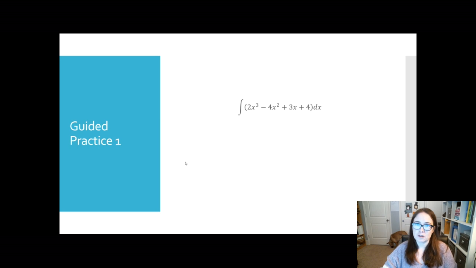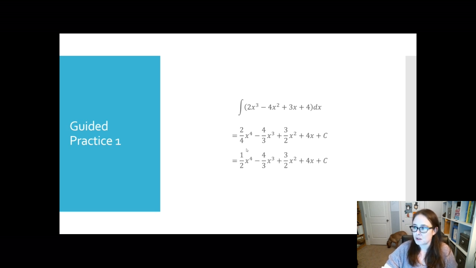So the next one will become x cubed over 3, and then x squared over 2, and then 4 times x for that last one. So here's what I get just from integrating it, and then I can do a little simplification, particularly that first fraction, 2 over 4, I can reduce to 1/2 to get my final answer. So that's what the power rule looks like.